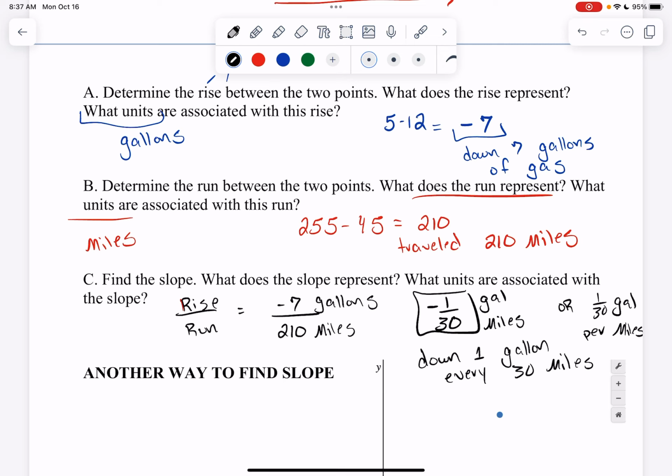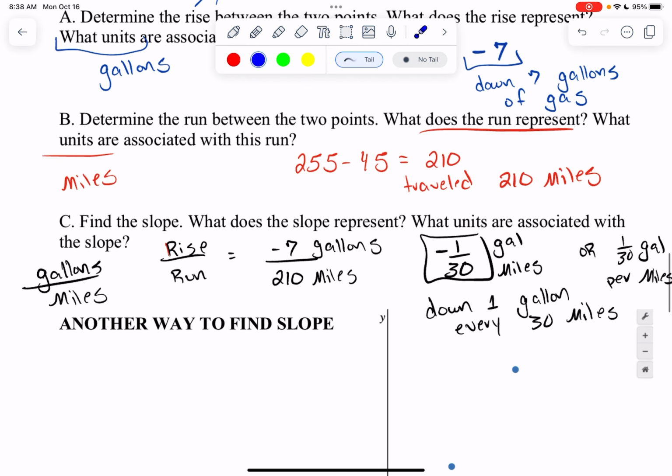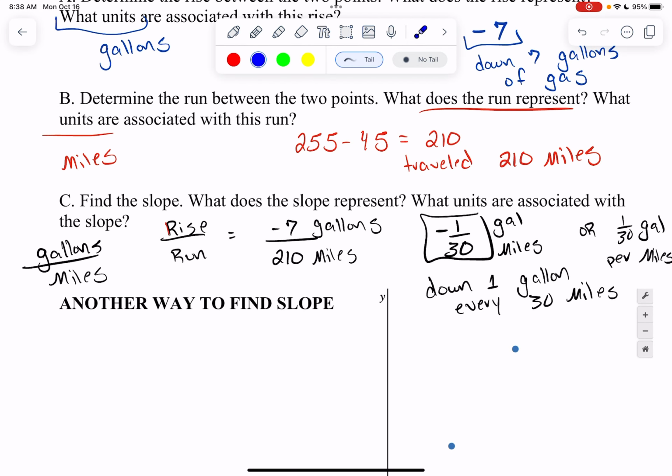What units are associated with the slope? Gallons per mile. That is the rate of change here. So for every 30 miles over, I go down 1 gallon, or down 1/30 of a gallon. So every mile I drive, I'm losing 1/30 of a gallon. That is the rate of change.